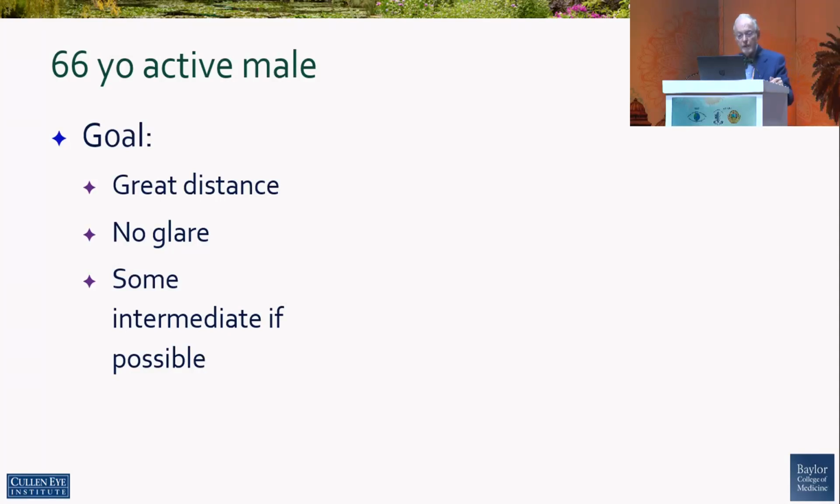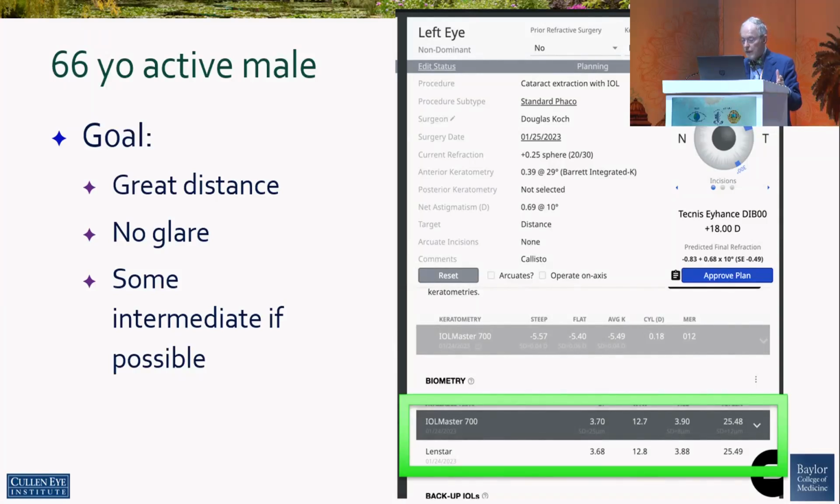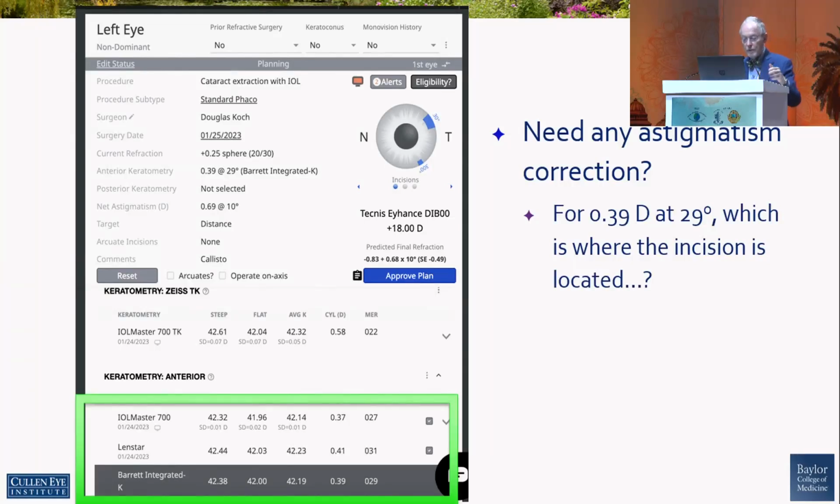This is a patient of mine who wanted great distance vision, no glare, but some intermediate vision as well. So this is the left eye, aimed for intermediate. And there are the axial length data, just presented right to you. You can see the similarity in axial length. And the K readings show astigmatism of around 0.3, 0.4 diopters at 30 degrees. And you look at that and say, I don't really need to use a toric in this guy. He doesn't need it. And that's what the integrated K from Barrett has done.